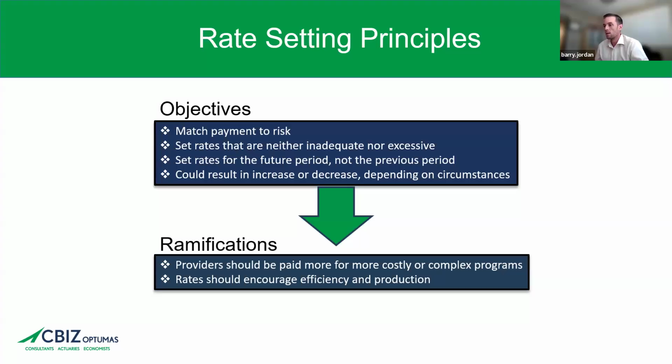So the goal with rate setting is to match payment to risk. And this includes setting rates that are neither inadequate nor excessive. And it also entails setting rates for a future period, not a previous period, otherwise known as prospective rate setting. One component to note is that through this process, at times this could result in an increase, other times in a decrease, depending upon the circumstances within a given program.